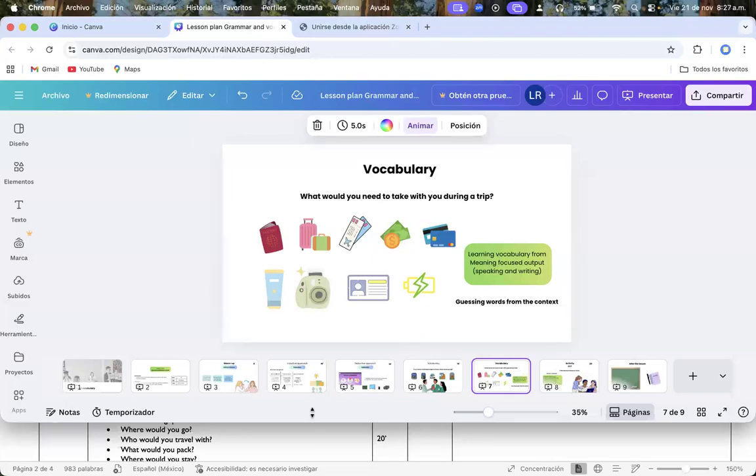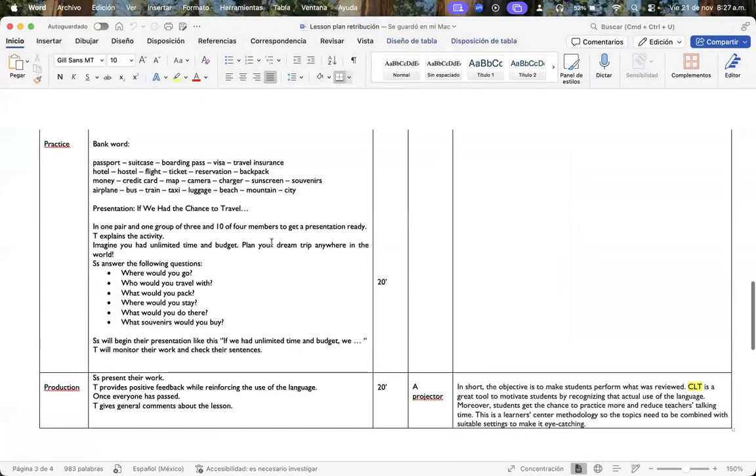So now they have the vocabulary. You show them some flashcards using a presentation, and you give them a word bank, so they are going to use it later. As I mentioned before, this is based on CLT, so all the lesson plan must have a communicative objective. In this case, we're going to combine the use of vocabulary and grammar to produce something, which is going to be speaking.